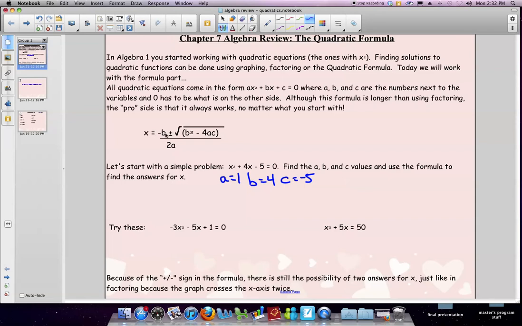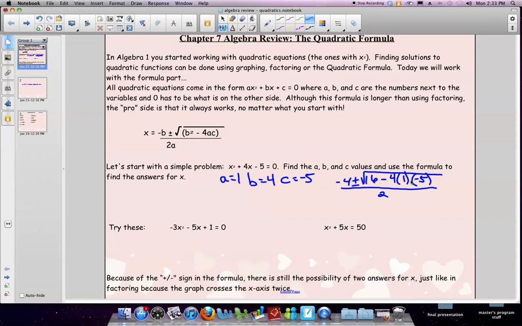I'll take the opposite of my b value, so I will take negative 4 plus or minus the square root. B squared, 4 squared is 16, minus 4, that will always be there, times a, which is 1, times c, which is negative 5. And then I'm going to divide that entire thing by 2 times my a value. 2 times 1 is 2.